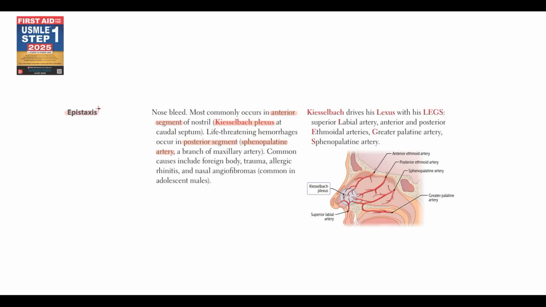Epistaxis, or nosebleed, is divided into anterior and posterior types. Approximately 90% of all nosebleeds originate in the anterior nasal septum, specifically from an area known as Kiesselbach plexus. To understand epistaxis, we have to recall the vascular anatomy of the nasal cavity.